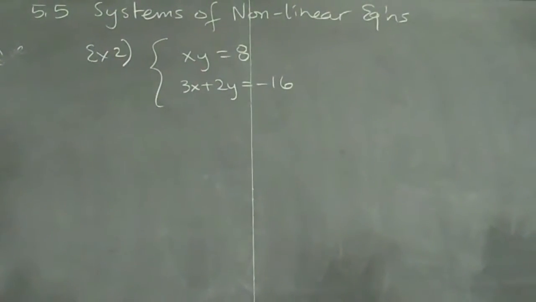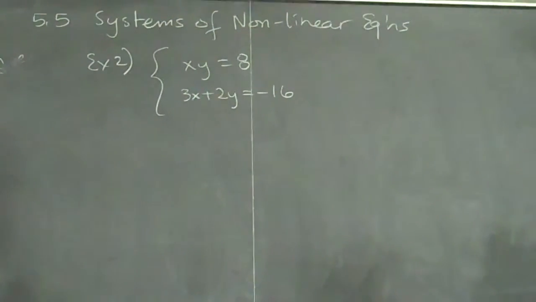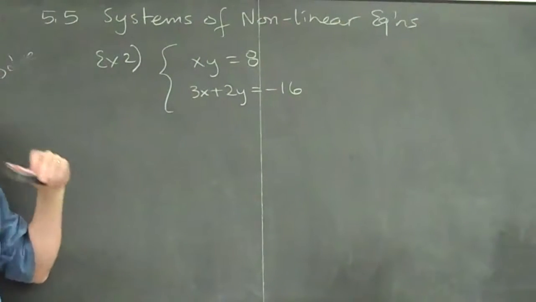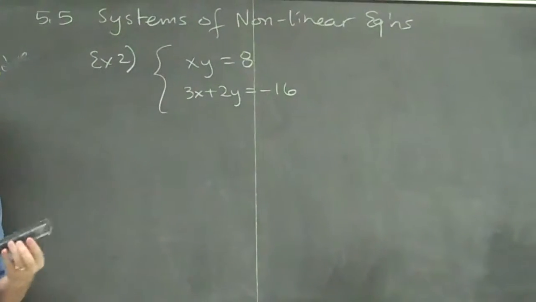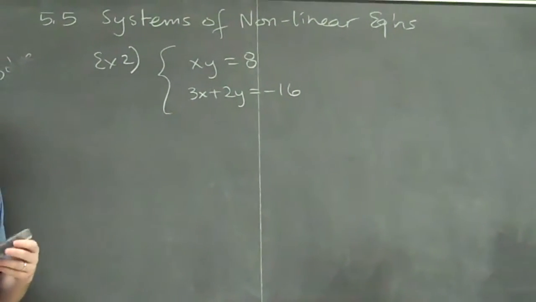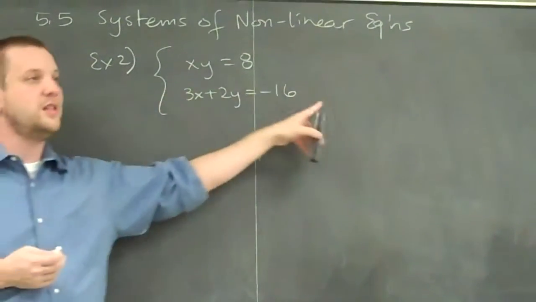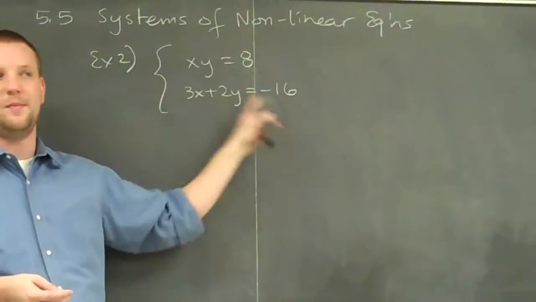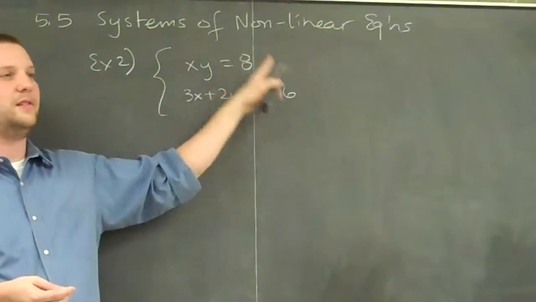Now, I'm not going to bother with the silly question, is this a system of nonlinear equations? Of course it is. But if you looked at that, would you recognize that one of those equations was nonlinear? This bottom one is a linear equation. If you graph it, it makes a line. But does anyone know what this looks like?